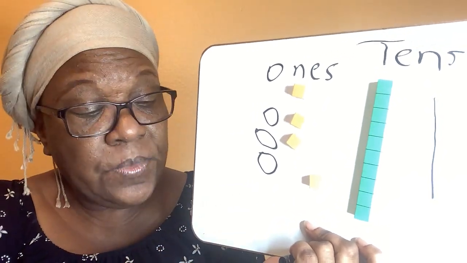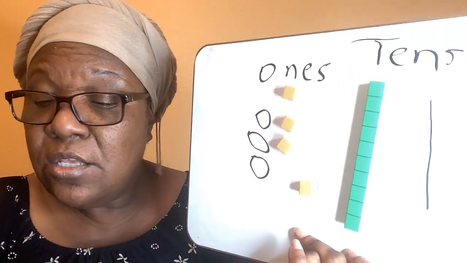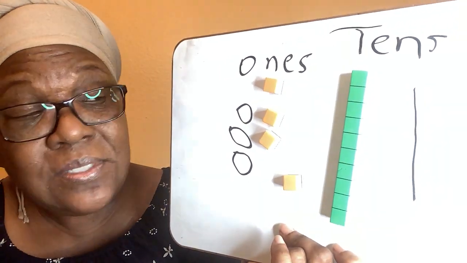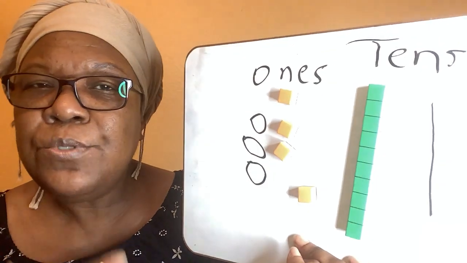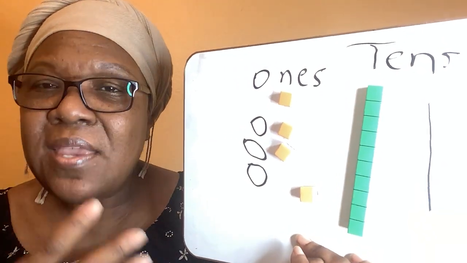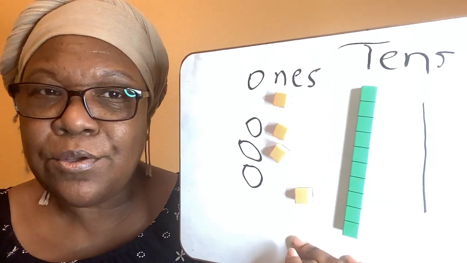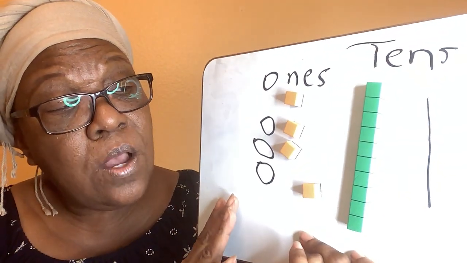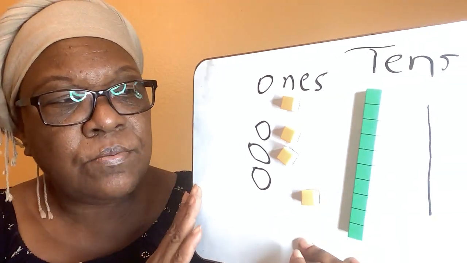Okay? So tens and ones. That's what it is. So why do we use tens and ones? It helps the children to count easier and faster, and also we use it for addition and subtraction.